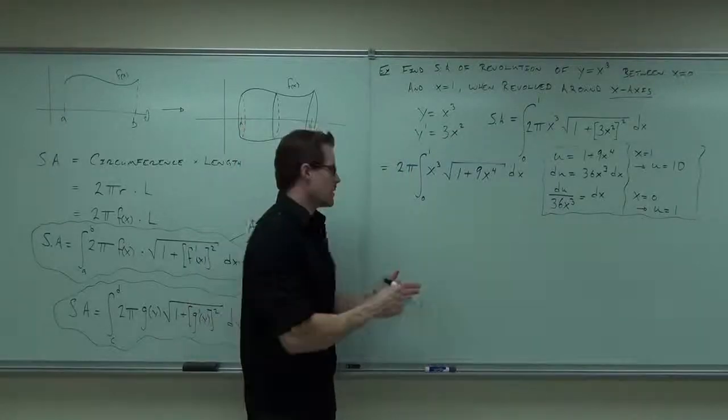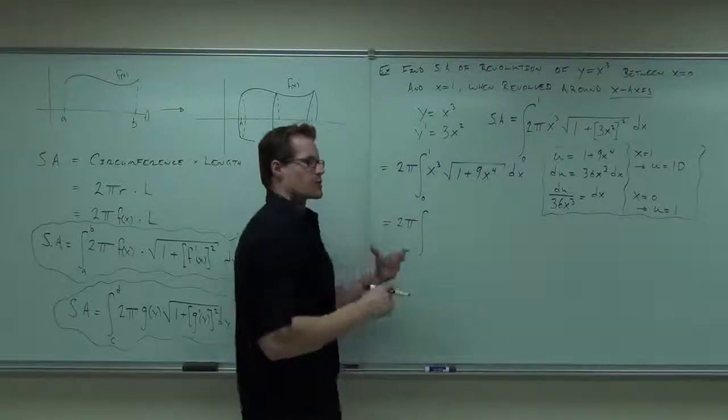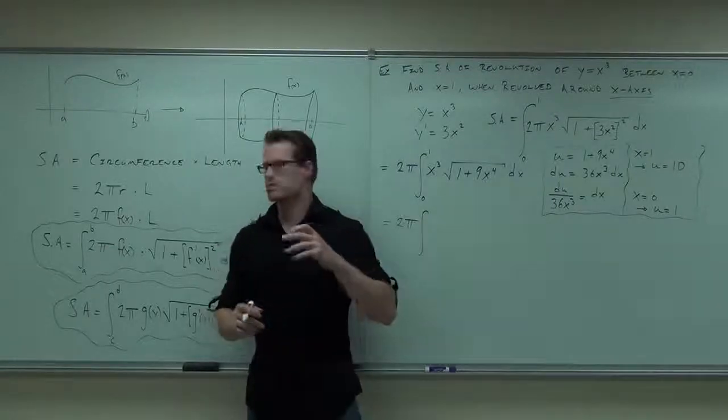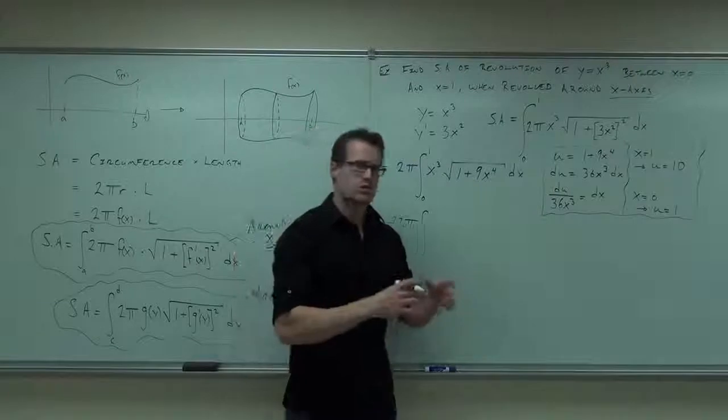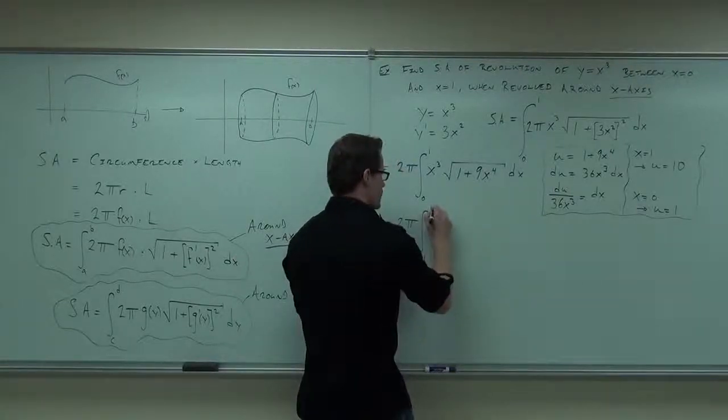Hey, we're about ready to go on this thing. We've got our 2 pi. We're not going from 0 to 1 anymore. Those were in terms of x. Those are our bounds in terms of x. We want to change to u, so let's change our bounds as well. We're going to go not from 0 to 1, but from 1 to 10.